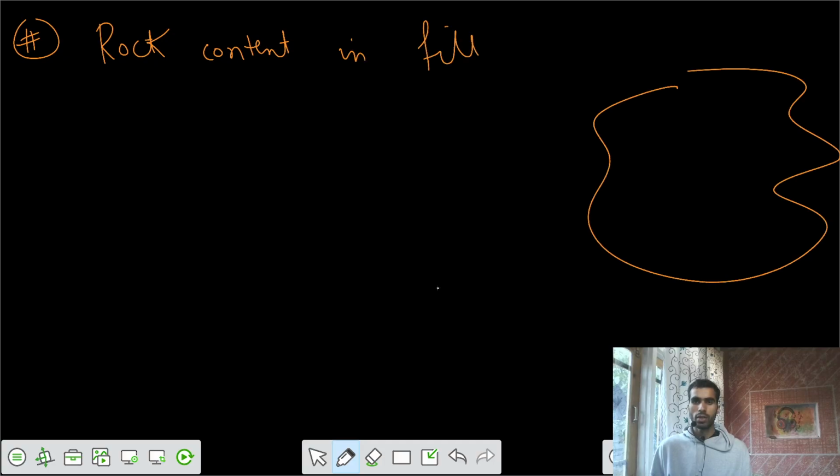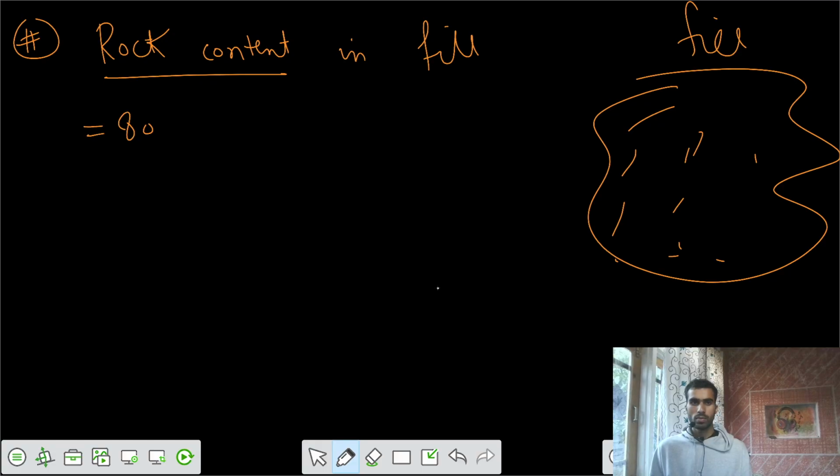Let's say that there is some general soil. We can call it a fill. Fill material is there, and it has some rock content and there is some soil content also. So let's say that rock content is equal to 80% by dry weight.